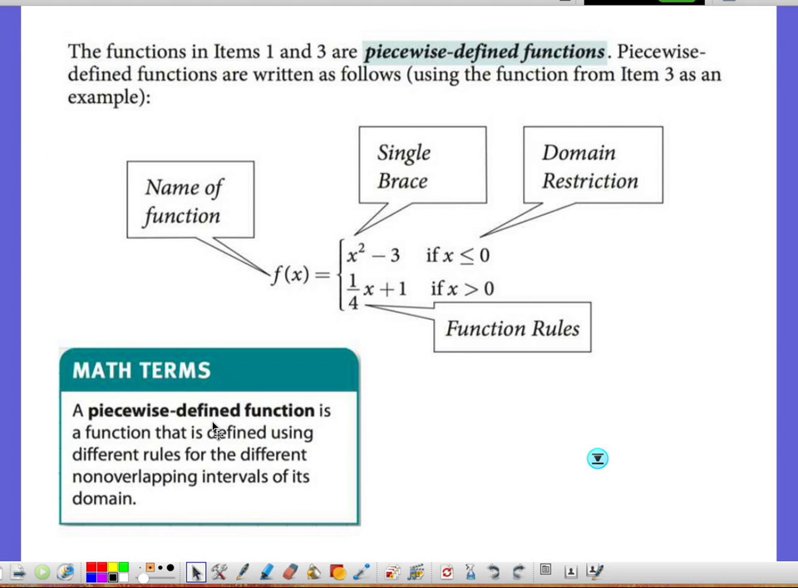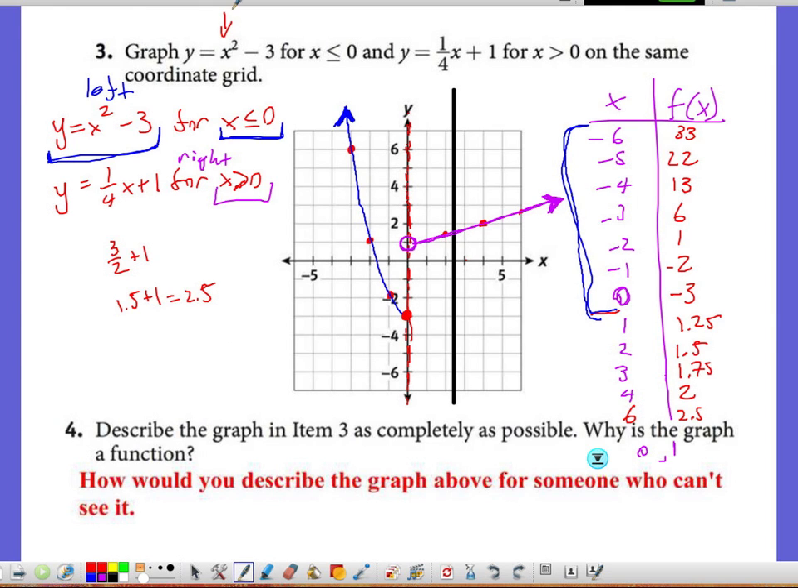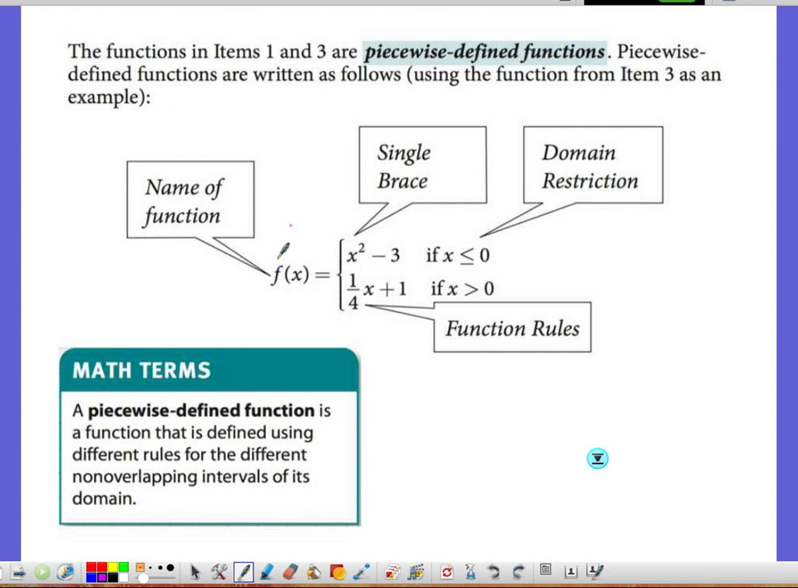And now we formally learn the setup of a piecewise defined function. The functions in items 1 and 3 are piecewise defined functions. Piecewise defined functions are written as follows, using the function from item 3 as an example. So instead of writing it like this, where it gives it to you in a sentence, here's a more compact way of writing it out.